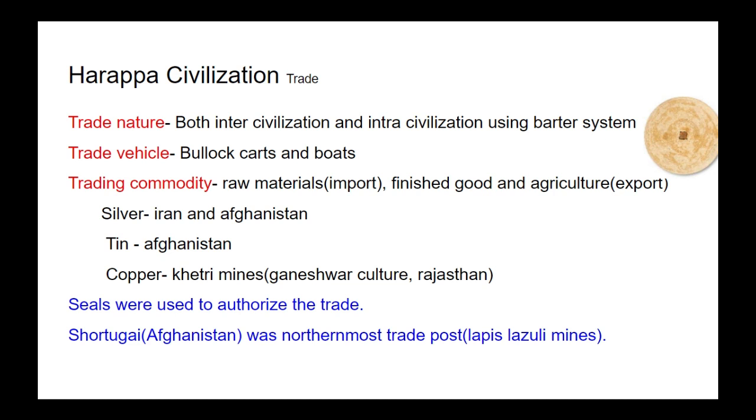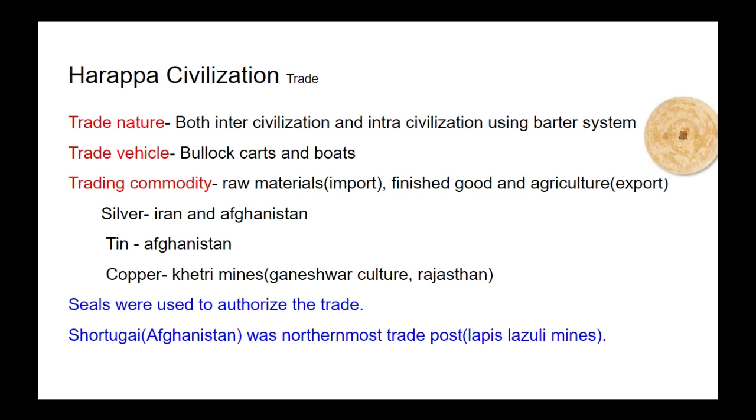What were the trading commodities of the Harappan civilization? The Harappan people had agriculture produce and good technical knowledge, but they lacked other raw materials. So they used to import raw material from different places, and they used to export finished goods and agriculture produce. They imported silver from Iran and Afghanistan, tin from Afghanistan, and copper from the Khetri mine, Ganeshwar culture, in Rajasthan.